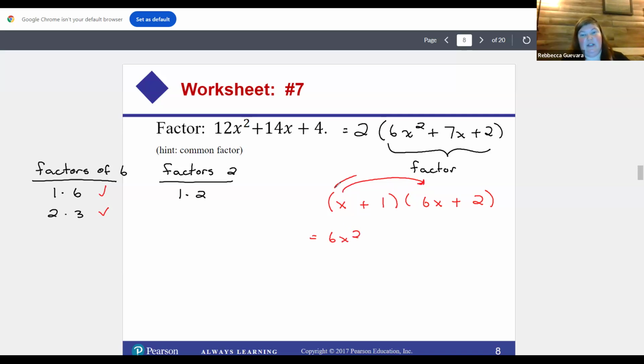So I get 6x squared. I get 2x. I don't think it's going to work. I'm going to get 6x here, and then I'm going to get 2. So 6x squared plus 8x plus 2. Not quite there, because we want that 7 in the center. So I'm going to go back, and like I said, the 1 and the 2, we could flip those. I'm just going to focus on these first ones. I'm just going to put my 6x here and then my 1x here and try again.